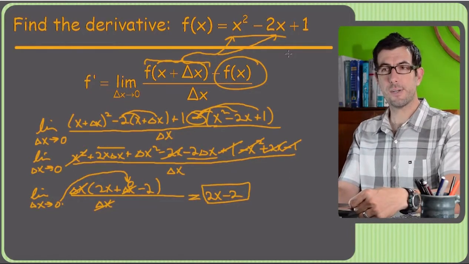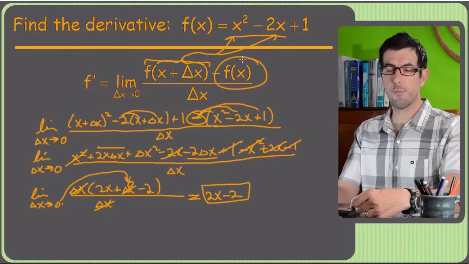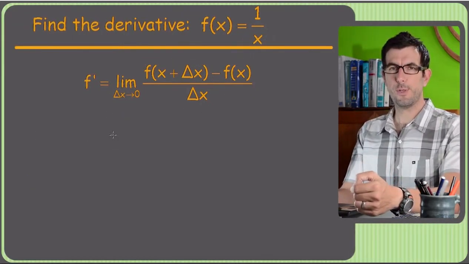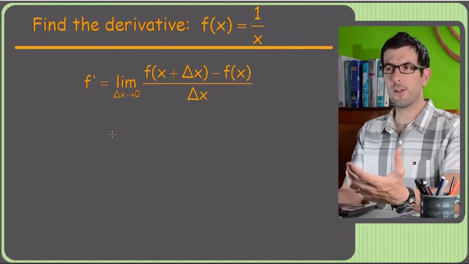So you can see that was nastier. You just had to be careful to plug in x plus delta x every place you saw an x in the original, and then not screw up any minus signs. All right, now we're going to get into a few that are just really algebraically gnarly.